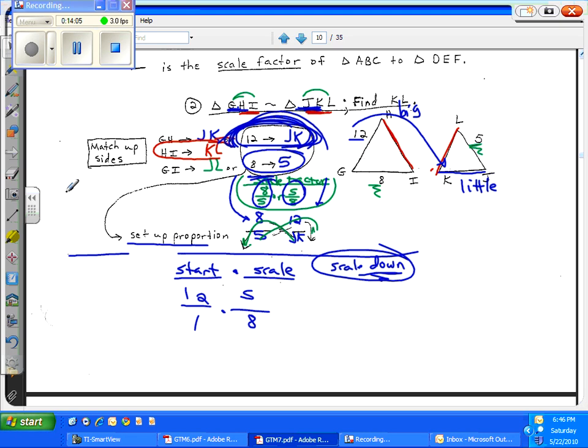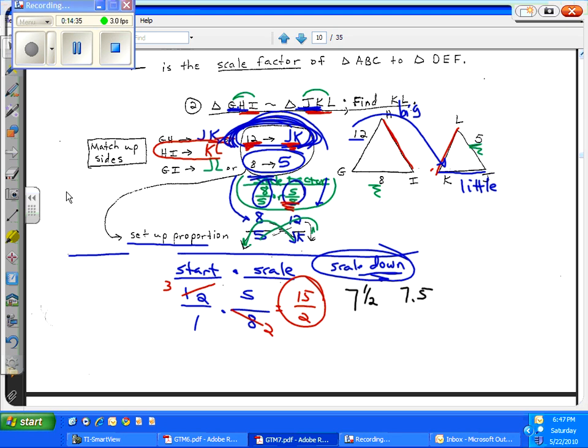So we take what we start with, the 12. We want to scale down to its partner JK. We scale down using the small version of the scale factor. So 4 goes into 8 twice. 4 goes into 12 3 times. You multiply and you get 15 over 2, which is fine to leave improper or make again a mixed numeral, 7 and 1/2, or a decimal, 7.5.